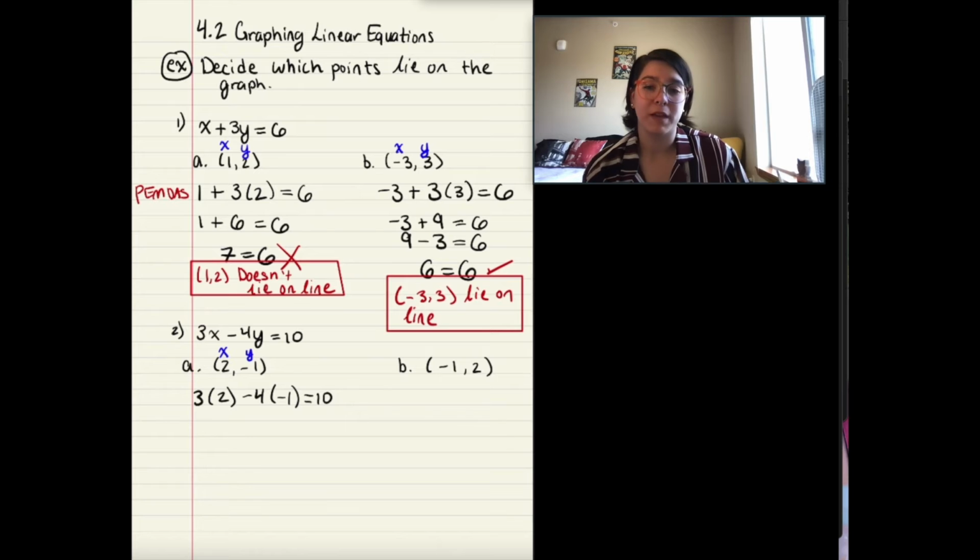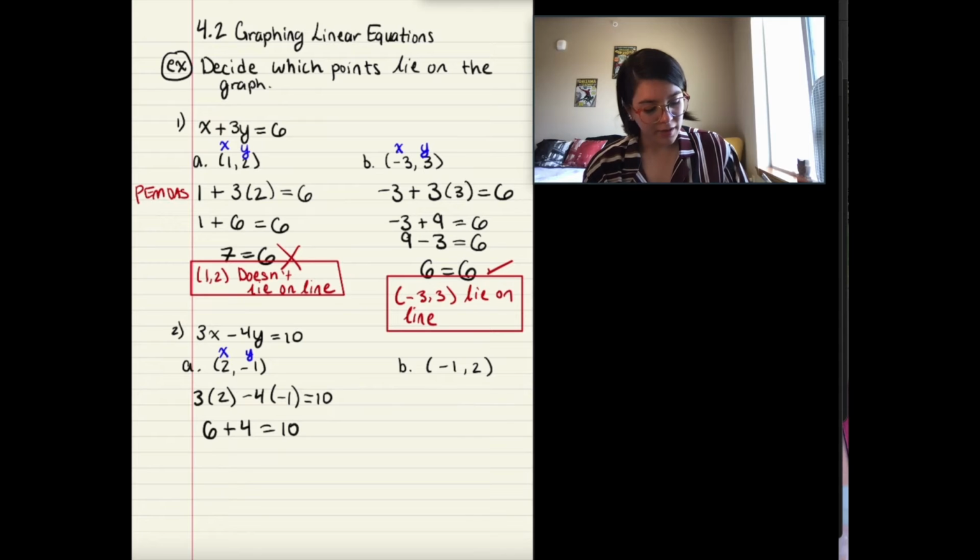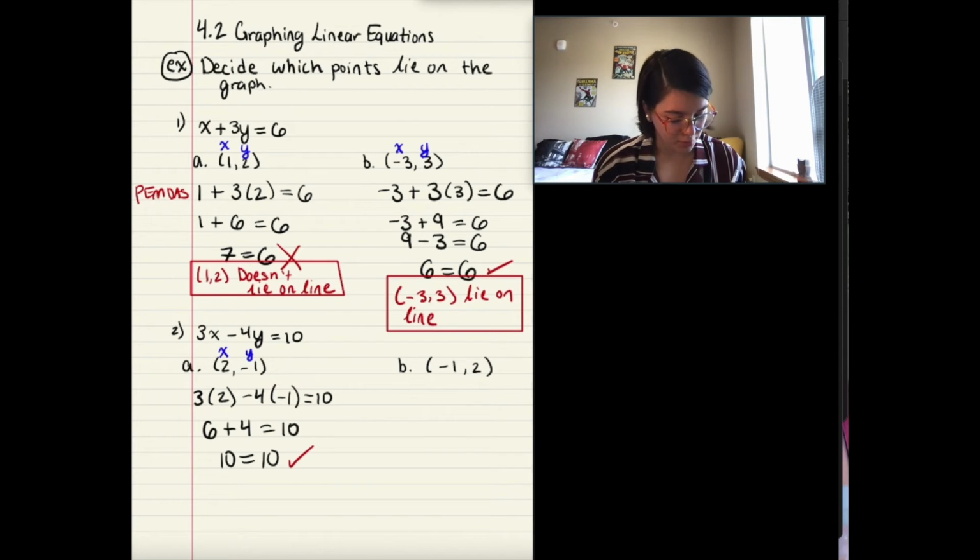Now we have to do our multiplication first. So we have 3 times 2, which is 6. And then we have a negative 4 times negative 1. And a negative times a negative is a positive, so we have plus 4 is equal to 10. And then on the left side of the equation, we have 6 plus 4, which is 10. And indeed, 10 is equal to 10. So we know the point 2, negative 1 lies on the line.